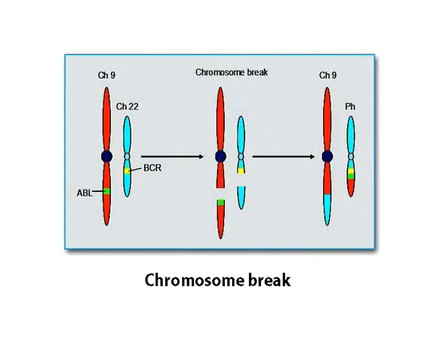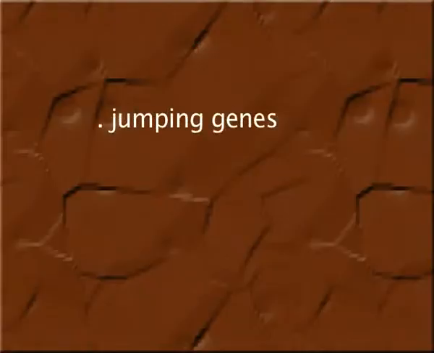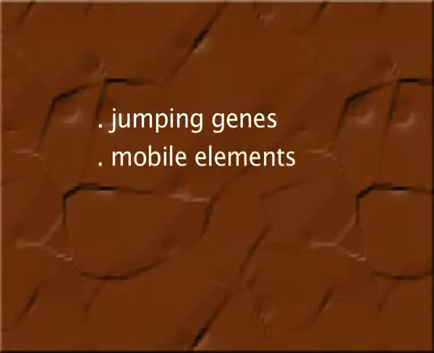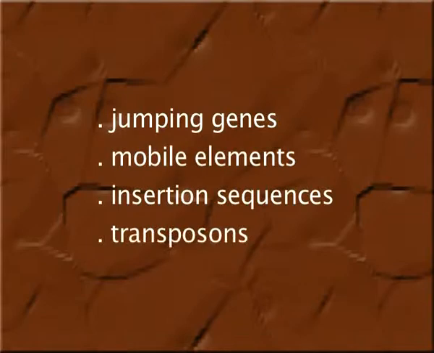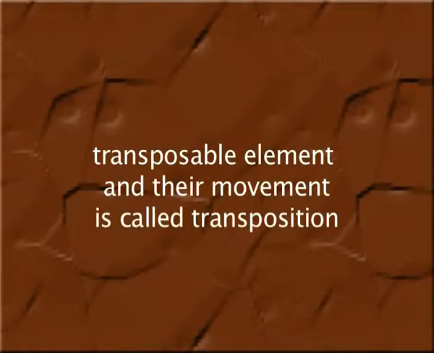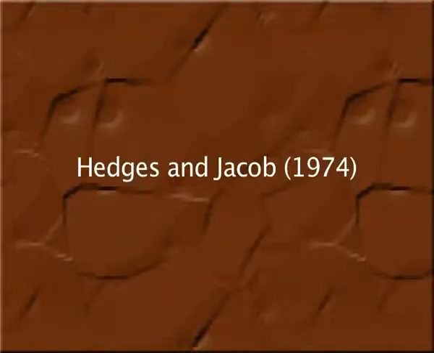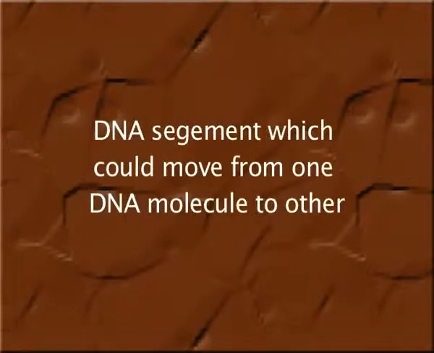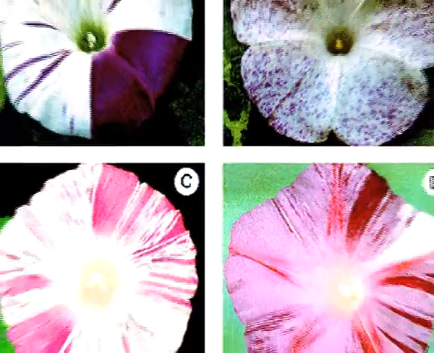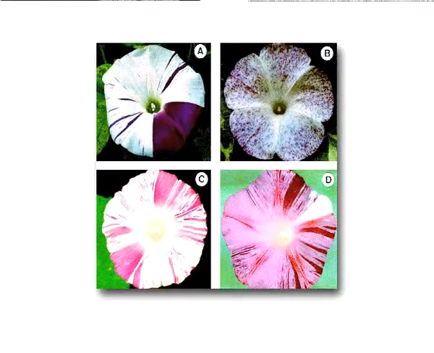The transposable elements have been variously called jumping genes, mobile elements, insertion sequences, and transposons. The formal name for this family of mobile genes is transposable element, and their movement is called transposition. The term transposon was coined by Hedges and Jacob in 1974 for a DNA segment which could move from one DNA molecule to another and usually disrupts genetic function, resulting in phenotypic variation.